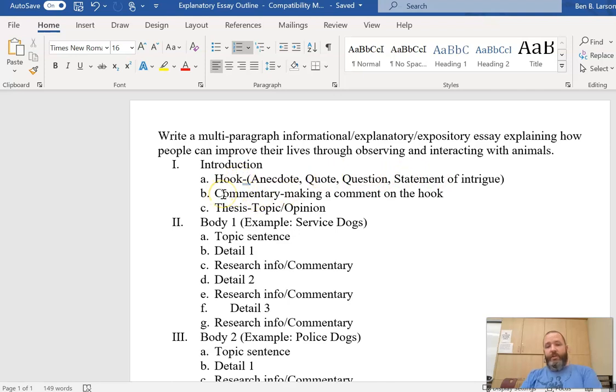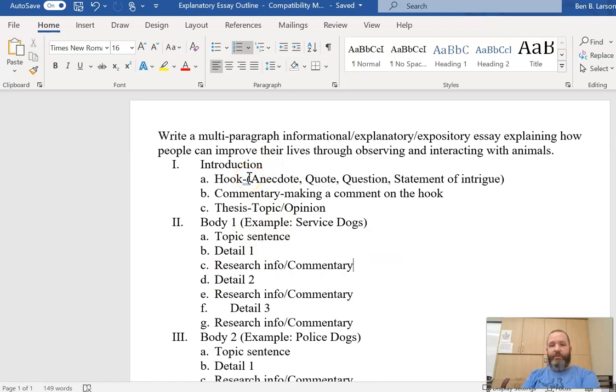Then your next sentence or 2 will be commenting or telling more about your hook. You're saying why it's important, what it means, that kind of thing. And then you will express your thesis, which is the topic, not an opinion, for the entire essay. Remember, a thesis statement is like a topic sentence, but for the entire essay.